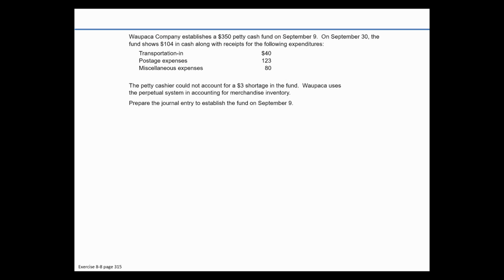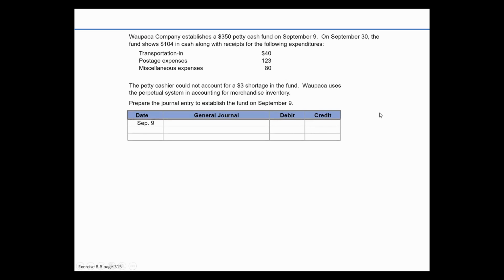Now the petty cashier could not account for a $3 shortage in the fund. So somehow there's a discrepancy. And this company uses the perpetual system in accounting for merchandise inventory. And so we will prepare the journal entry to establish the cash fund on September the 9th.